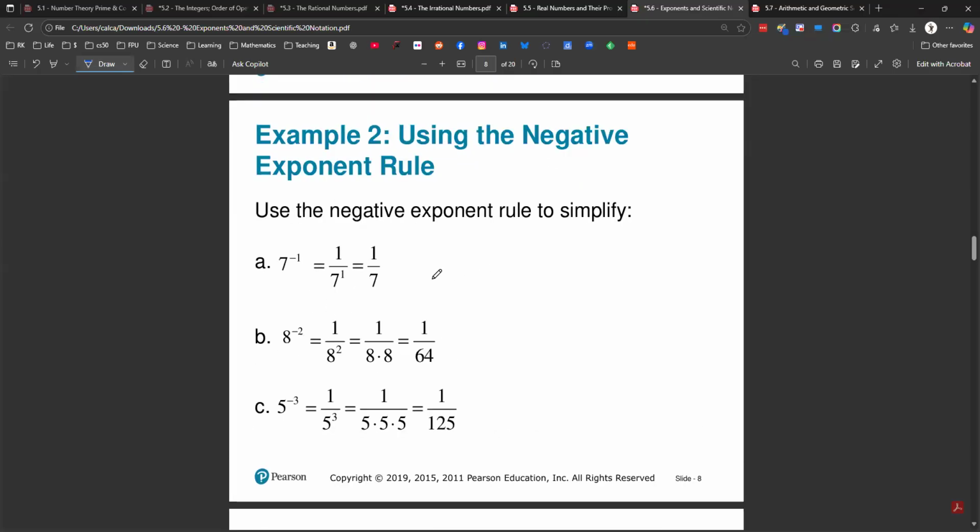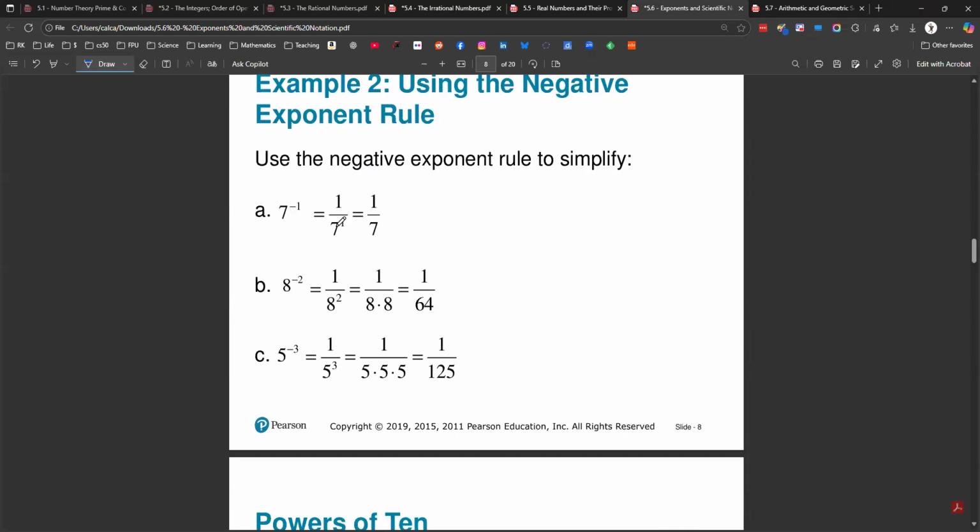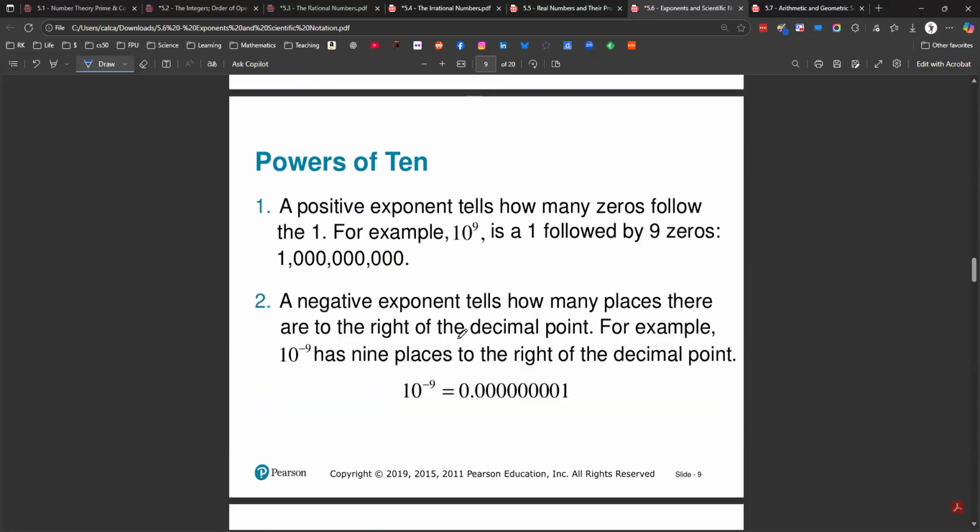So how is this helpful? Well, it allows us to write things in a neat way, and also helps us to simplify things, especially when numbers get really big or exponents get really large. So 7 to the -1 is 1 over 7 to the first power, just 1 over 7. Usually we don't write the exponent if it's a 1. Here we have 1 over 8 squared, bringing it downstairs. That means 8 times 8, which is 64. And same thing here. 5 to the -3 is 1 over 5 cubed. 5 cubed means 5 times 5 times 5, so it's 1 over 125.